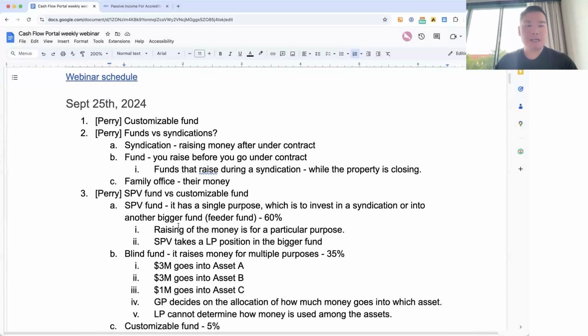Let me pause there and see, maybe folks who haven't done a customizable fund, hearing this, do you think this is a good vehicle for you folks?